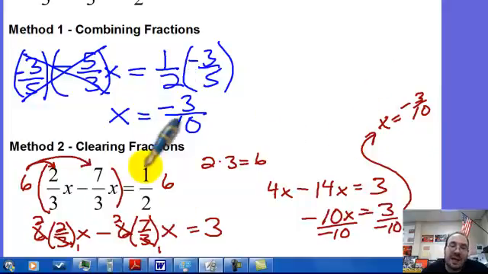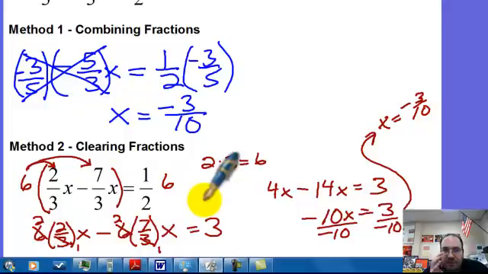Now, some people don't like clearing fractions. Some people love it because they can do it in their head. They're so good at it. If you're going to do it, I don't want you to do it in your head right away. But if you don't want to do it this way, then just combine the fractions using your calculator. It's completely up to you.